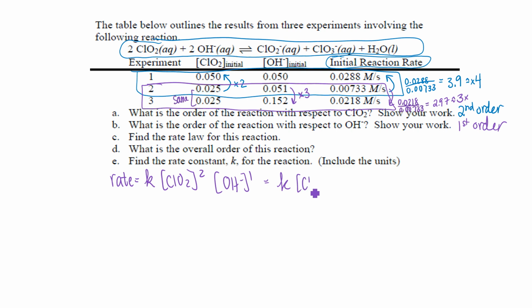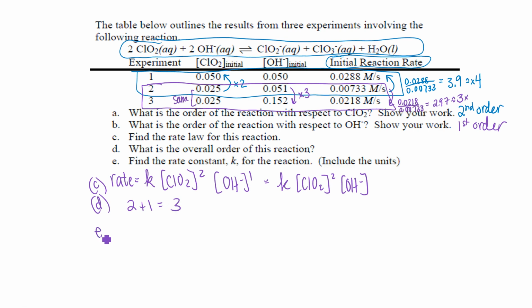And typically, we won't write the 1 there. So we will usually see it like this. This would be a rate law. If you leave the 1 in, that's totally fine too. So that's the rate law. The overall reaction order you get from adding up the exponents. So it is third order overall.